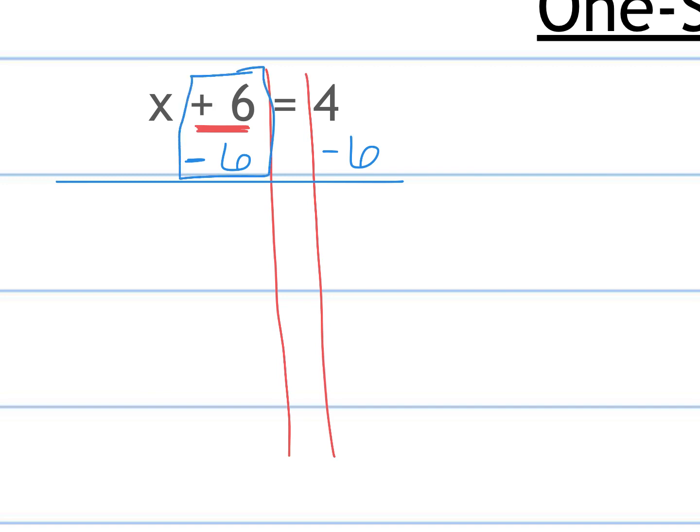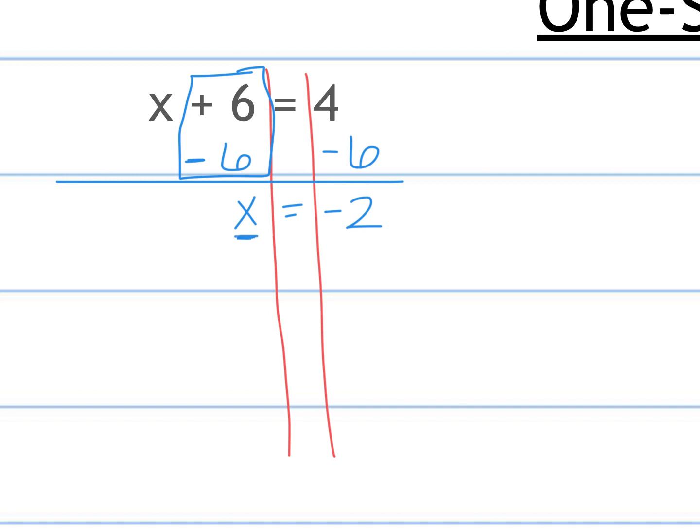And I can see that if I have, let's get rid of that red line, if I have 6 minus 6, that's just 0. So then I'd have x plus 0, which is really just x. And then I do the other side. 4 minus 6. 4 plus negative 6 would give me negative 2. So that's my solution. And that's what we call isolating the variable. We got x alone. It's by itself.